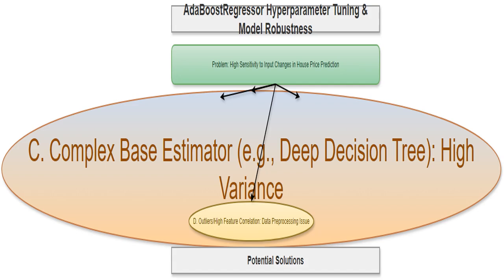I also suspect the base estimator is too complex. AdaBoostRegressor often uses decision trees as its base. Deep, complex trees can overfit the data, just like a high learning rate. Overfitting makes the model react strongly to small changes in input. To fix this, I'd consider simplifying the base estimator, like using shallower decision trees.